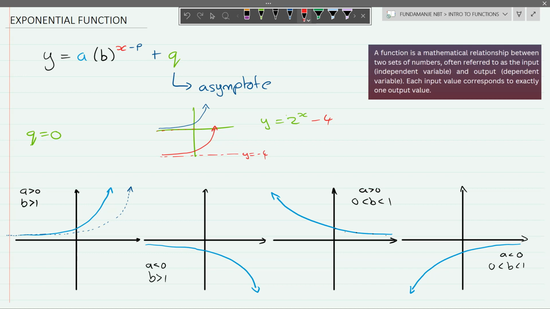And that's it for this lesson on exponential functions.